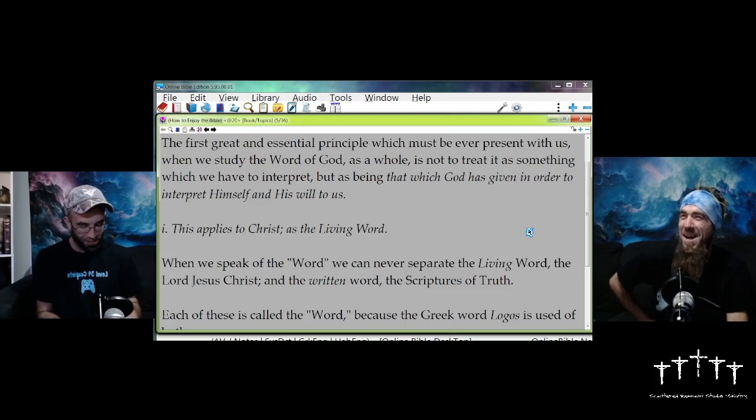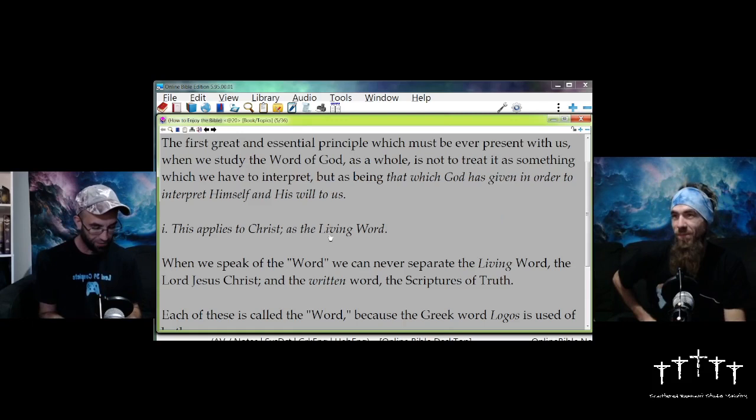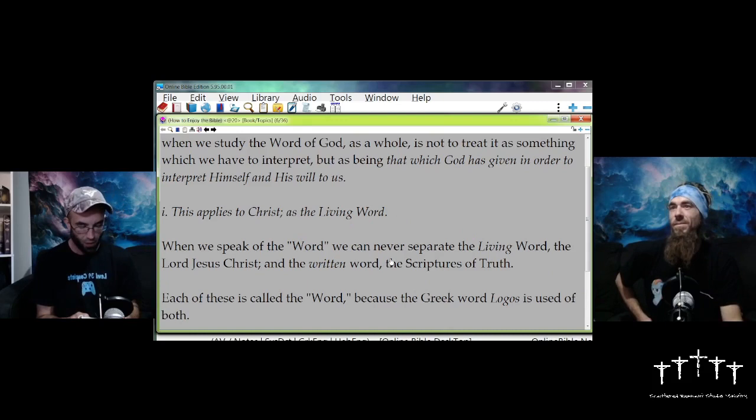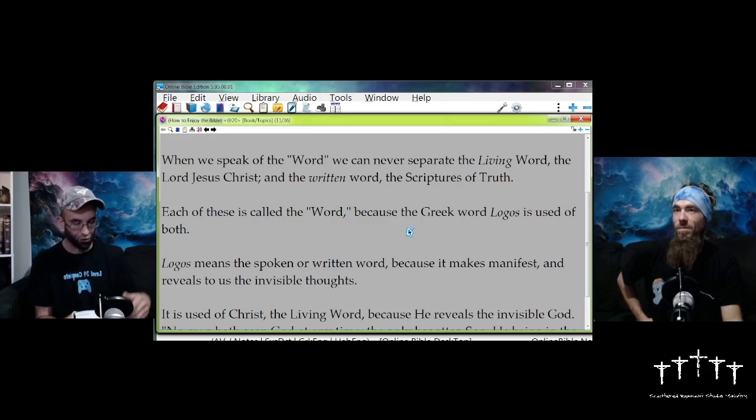So Bullinger continues, but as being that which God has given in order to interpret himself and his will to us. One, this applies to Christ as the living word. That's right. When we speak of the word, in quotation marks, we can never separate the living word, the Lord Jesus Christ, and the written word, the scriptures of truth. Why? For each of these is called the word because the Greek word logos is used of both.